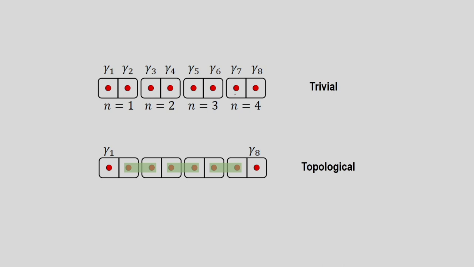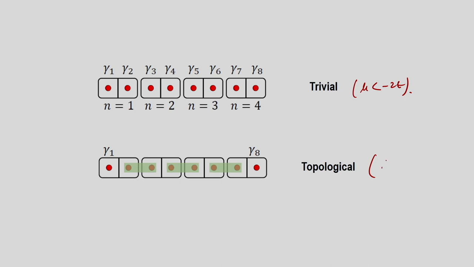I've just taken a 4-site chain, and 4-site means there are 4 fermion operators, which are like C1, C2, C3, C4, or C1 dagger, C2 dagger, C3 dagger, and C4 dagger. But there are 8 Majoranas, because each fermion or each electron would correspond to 2 Majoranas. So these are gamma 1, gamma 2, etc. for n equal to 1, 2, 3, 4. And in the trivial limit, which means that mu is less than minus 2t, this is what we have been saying, it will look like all the Majoranas are paired up at their sites.